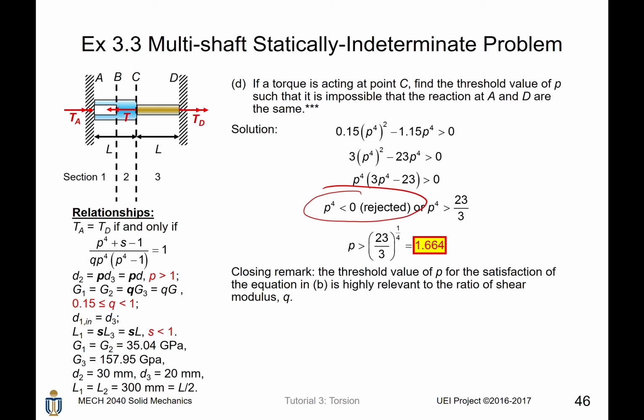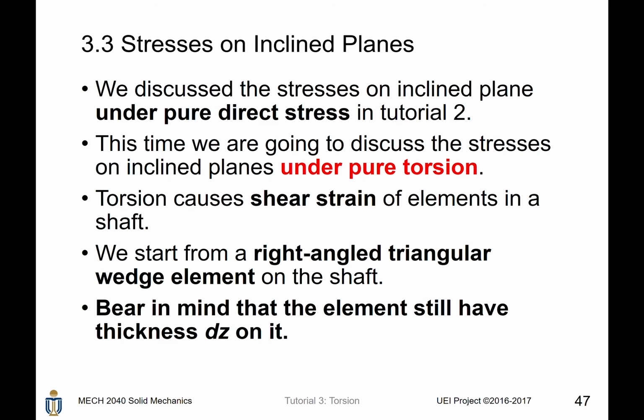Consequently, when the value of P to the power 4 is greater than this value, then the equation will become void. Therefore, the threshold value we are going to find is 23 divided by 3 to the power 1/4. The result is 1.664. Notice that the threshold value of P is largely constrained by the ratio between the shear modulus of the blue bar and the brown bar. After discussing the statically indeterminate problem, let's move on to the stresses on inclined planes.